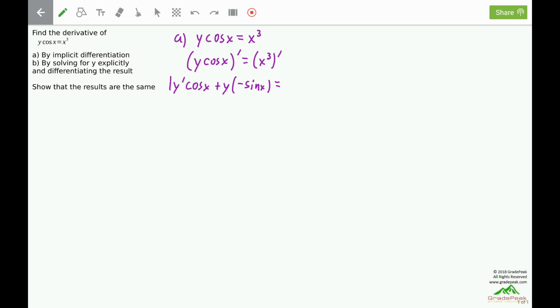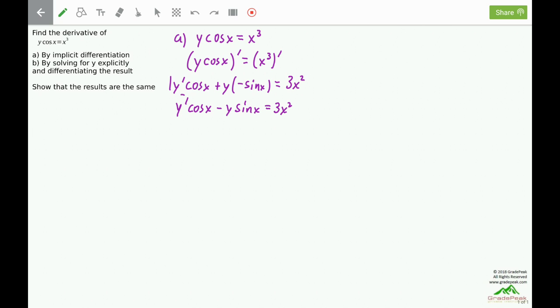On the right side, we have the derivative of x cubed. It's power rule, bring down the power, subtract 1 from it. So we have y prime cosine of x, multiplying y times a negative sine x will be negative y sine x equals 3x squared. We want to solve for y prime here by isolating any of the y prime terms.